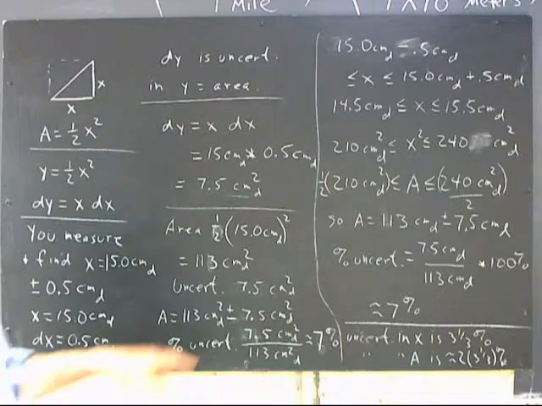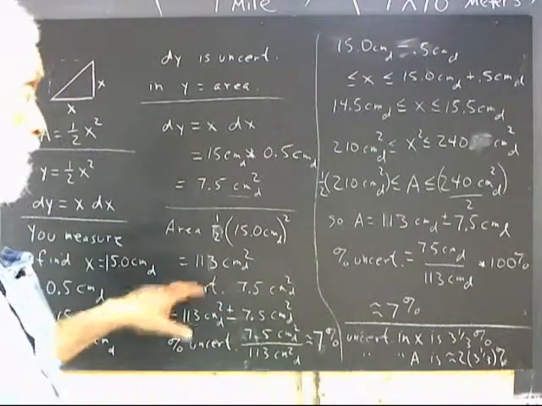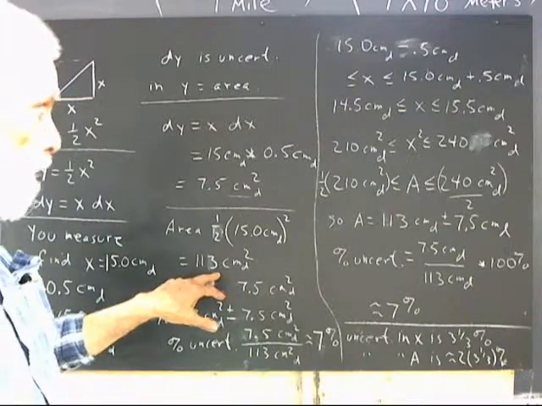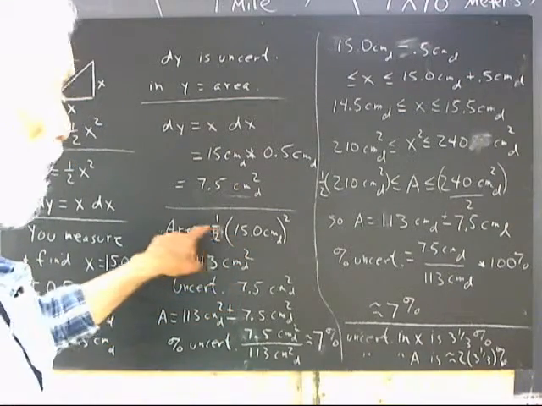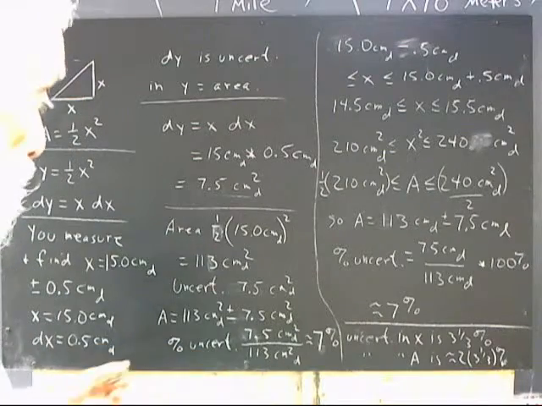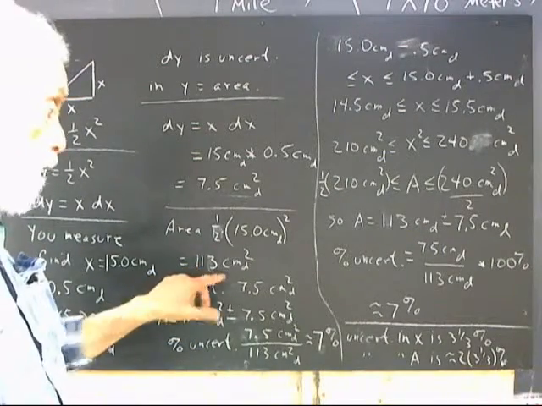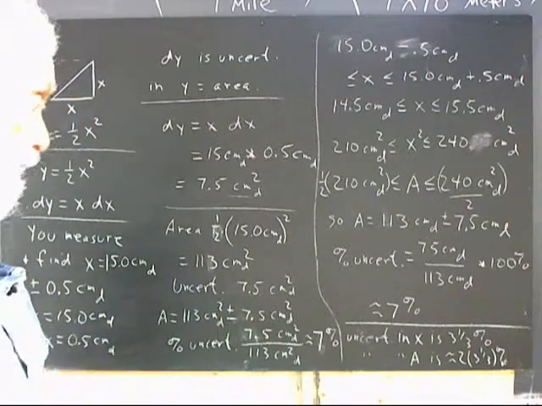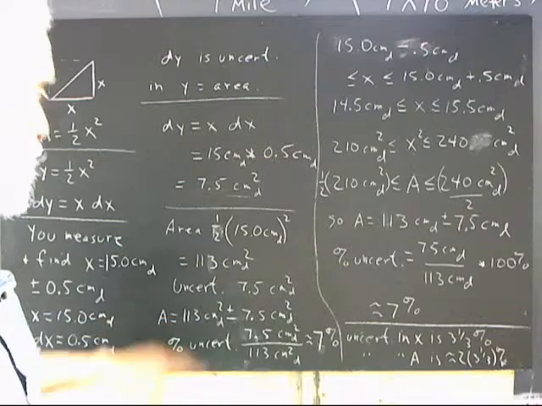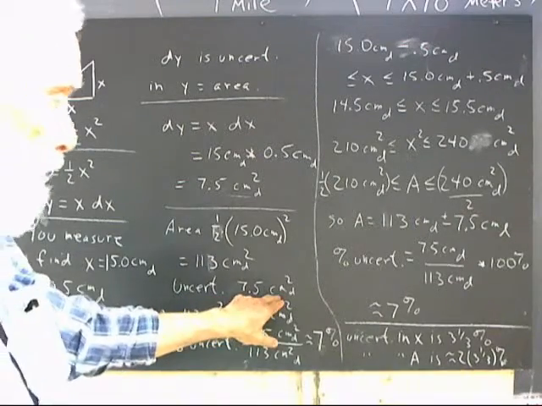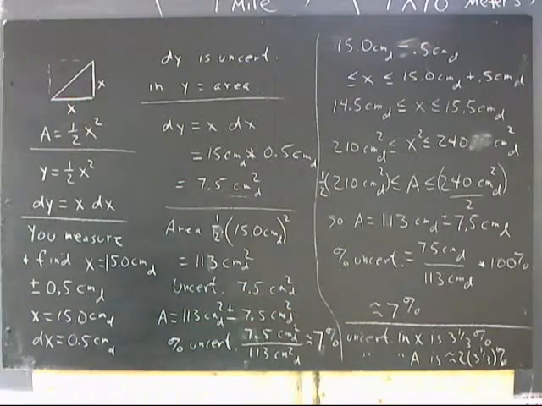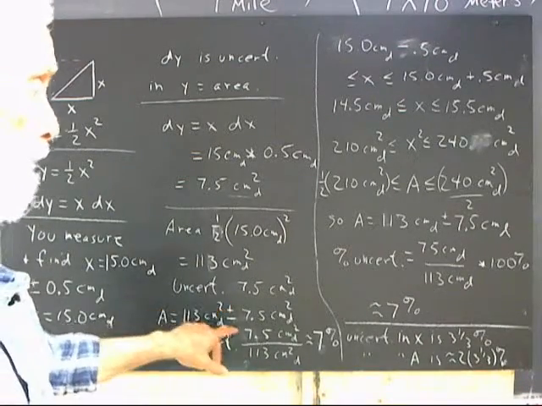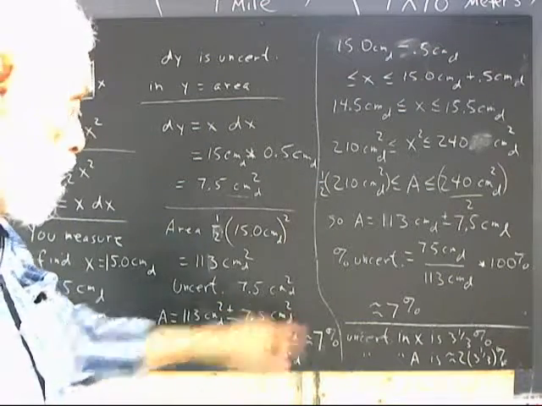We talked in class how this is 3 significant figures, and it makes no sense to express this to more than 3 significant figures. So we take the 112.5 that we get when we take half of the square of 15.0 and round it to 113. It would be meaningless to call this 112.5. The uncertainty is 7.5 cm squared. So we say that the area is 113 cm squared plus or minus 7.5 cm squared.